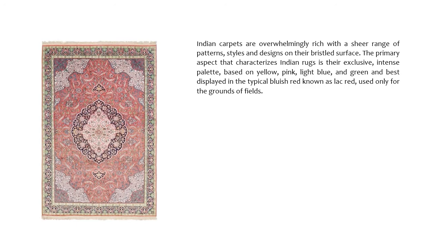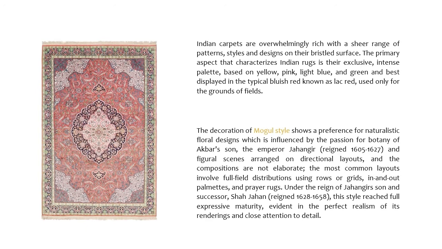The primary aspect that characterizes Indian rugs is their exclusive, intense palette based on yellow, pink, light blue, and green, and best displayed in the typical bluish red, known as lac red, used only for the grounds of fields. The decoration of Mughal style shows a preference for naturalistic floral designs, influenced by the passion for botany of Akbar's son, the Emperor Jahangir, and figural scenes arranged on directional layouts. The compositions are not elaborate.